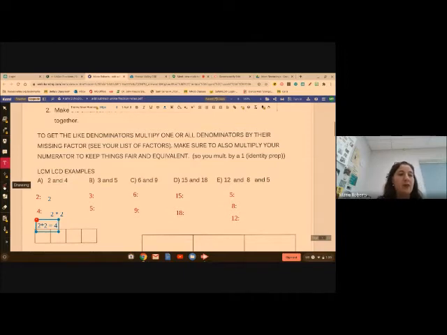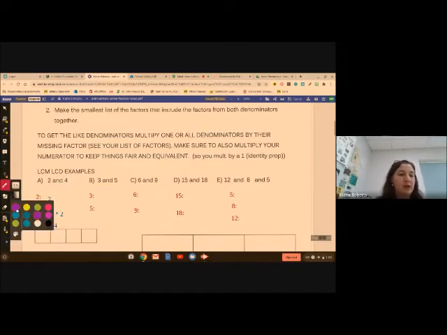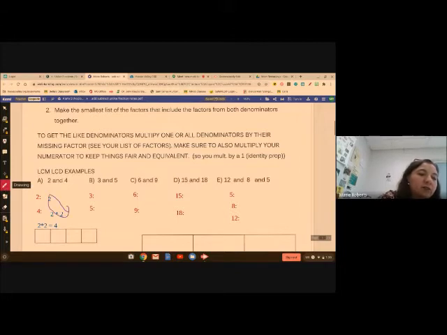Okay? If I have something there already, I don't need to recopy it. So there's my 1, 2. There's the other 2. The LCD of this one is 4. The common denominator is 4.